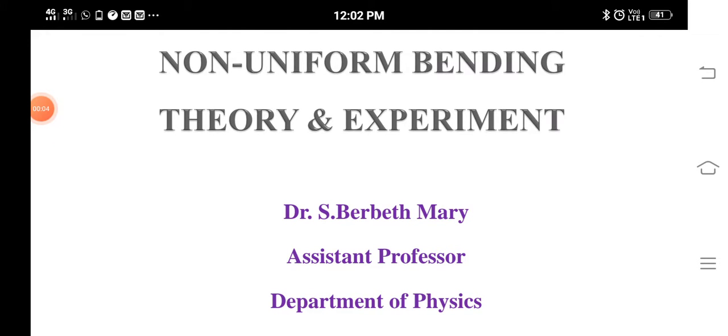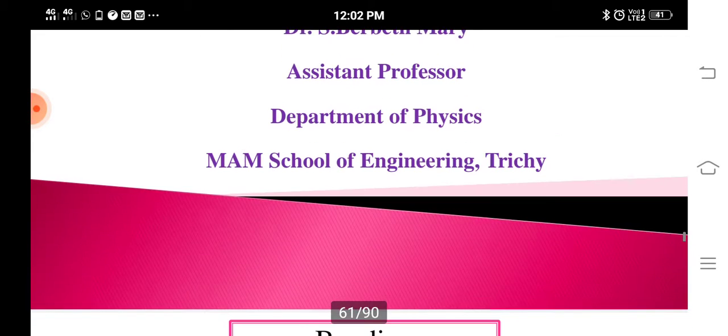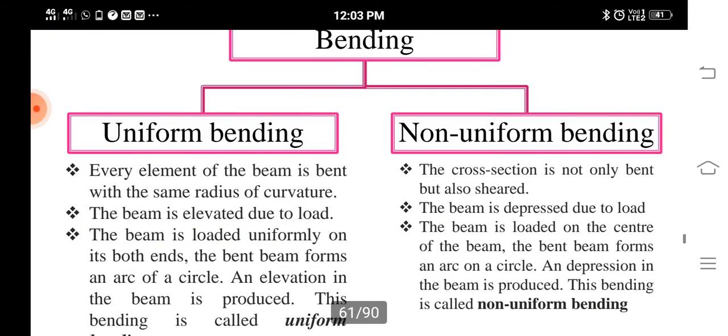Good morning to all. The topic which we are going to discuss is non-uniform bending, the theory and experimental part of it. So first of all, bending can be subdivided into uniform bending and non-uniform bending. In this, we are going to concentrate on non-uniform bending, where the cross section is not only bent but it also sheared in case of non-uniform.